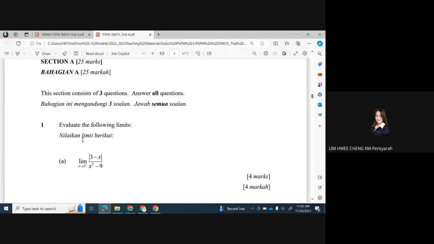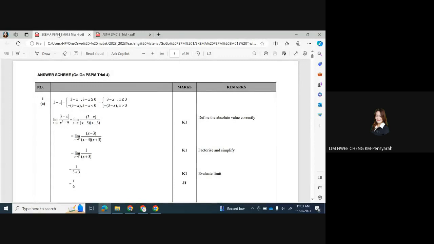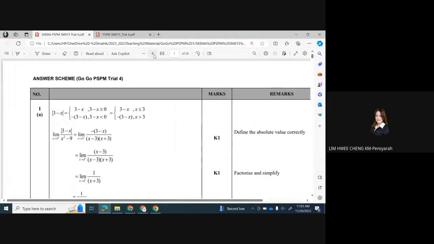Okay, evaluate the following limits. One is the one-sided limit, 3 positive. And this is the case of indeterminate form also. So that means you have to use the definition of the absolute value and the factorization. And the second question is x approaches -2. This is the case of indeterminate form also, 0 over 0. So for these cases, you need to multiply with the conjugate. Okay, so for the very first question, please be careful.